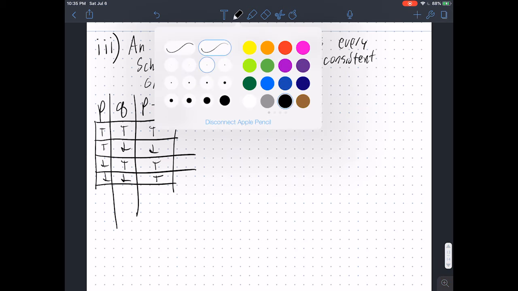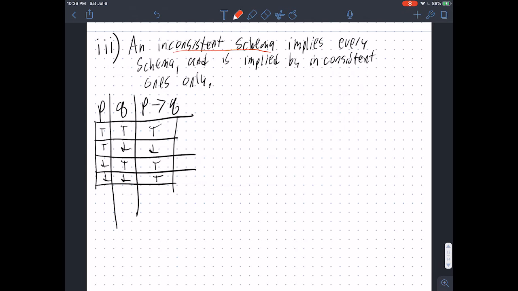So remember, an inconsistent schema is always going to come out false, right? So an implication is validity of the conditional. So if we're asking whether an inconsistent schema implies something, what that means is we're asking what a conditional with false in the antecedent spot implies, right? And the answer is everything, right? Because if we look at our truth table, the two cases where the antecedent is false, the whole schema always comes out true. So a schema that's always false implies every schema, right? Because implication is just validity of the conditional, right?